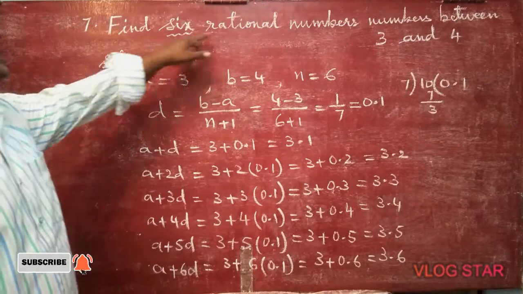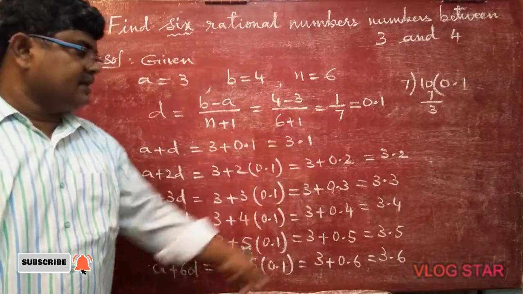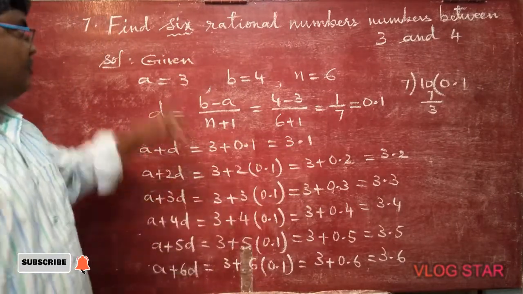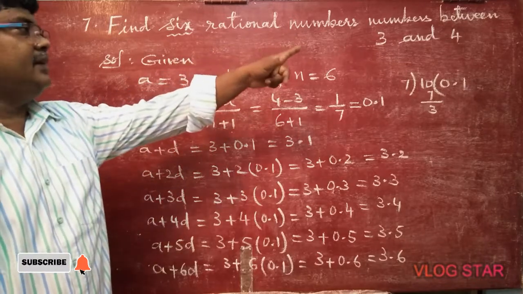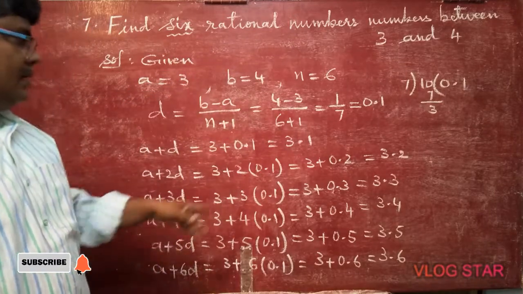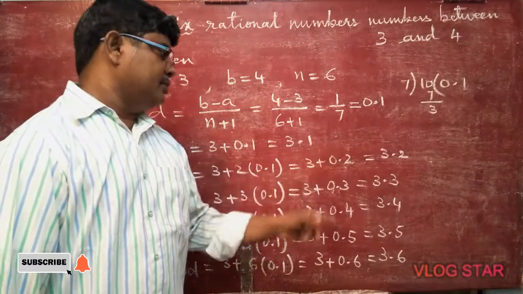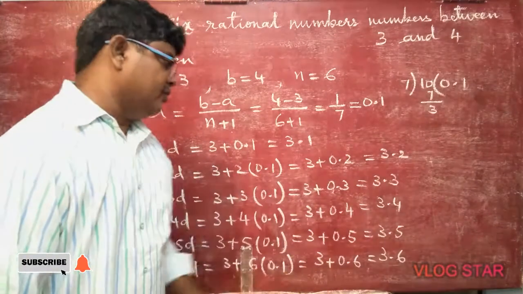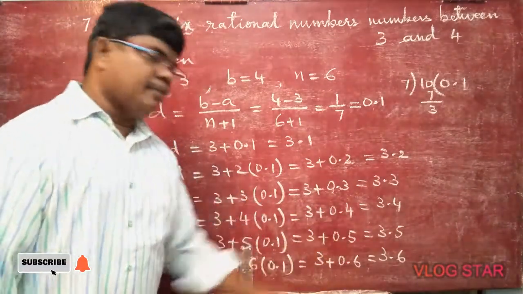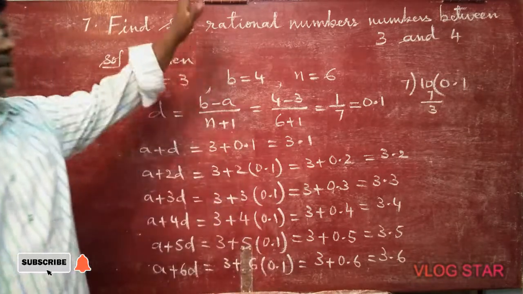They are asking to find 6 rational numbers. We got 6 rational numbers. Write the conclusion. Therefore, the 6 rational numbers between 3 and 4 are 3.1, 3.2, 3.3, 3.4, 3.5, 3.6. Are you able to follow? This is a way of doing.